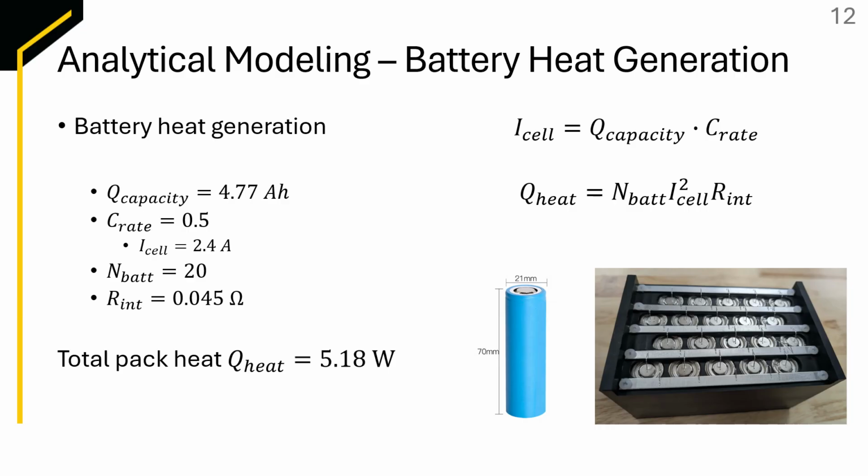The current of a singular cell is its capacity multiplied by C rate, giving us 2.4 amps. Then, finding the heat in the battery pack, we square the current of the cell and multiply it by the number of batteries and the internal resistance of the batteries, giving us 5.18 watts of heat.